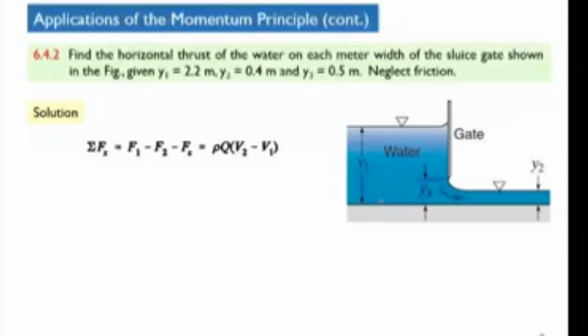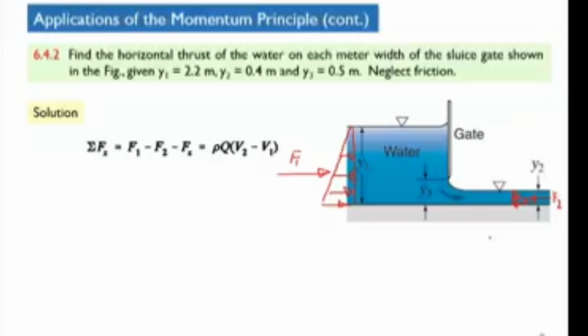Now we consider the summation of forces acting. Clear? So in this case, what are the forces which are acting? One is due to the depth of water here. If I consider the depth of water here, you already know that there will be a pressure distribution diagram here, and there will be a resultant force acting here. So let's say this is your F1. Similarly, there will be a force in here. Let's say this force is F2.